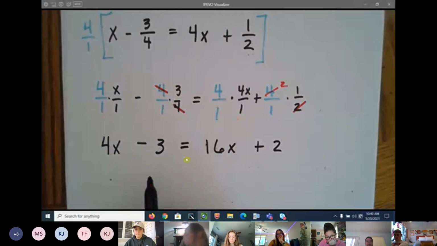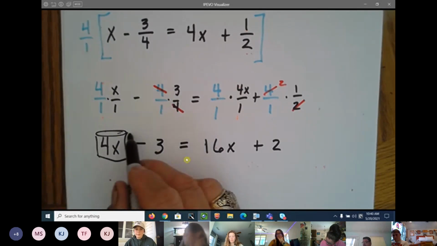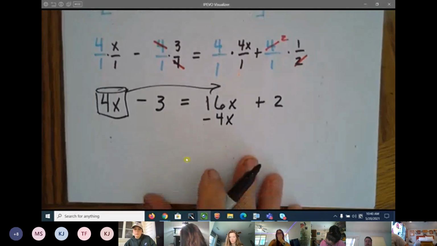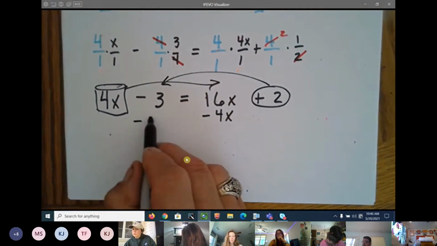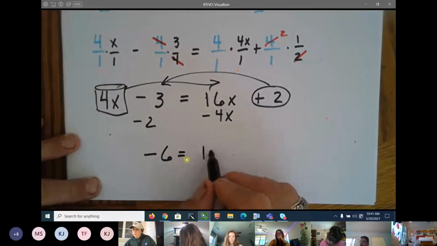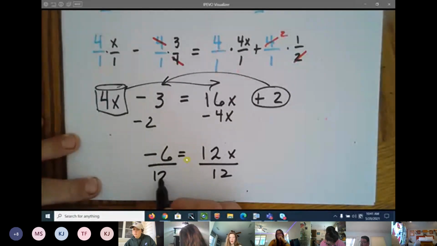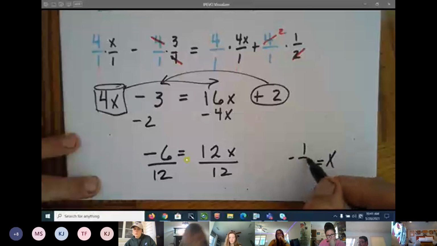Which one's the smallest bucket? 4x. I'm going to take it across the river and take the 2 across the river. Minus 6 is equal to what? 12x? x is equal to negative 1/2.